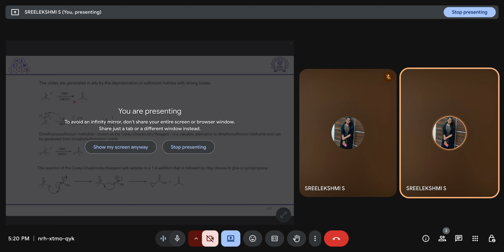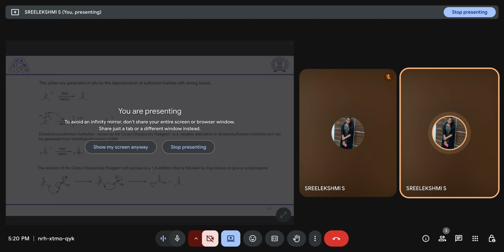So the mechanism is, first the ylides are generated in situ by deprotonation of sulfonium halides with strong bases. So the sulfonium halides in the presence of base will form the ylides. Then the base can take a proton from one of these methyl groups and it will form this ylide type of compound. So then what is happening? This dimethyloxosulfonium methylide, known as the Corey-Chaykovsky reagent, is a valuable alternative to dimethylsulfonium methylide and can be generated from trimethylsulfoxonium iodide. So if we use this trimethylsulfonium, we will be getting this particular ylide, and if we are using this trimethylsulfoxonium, we will be getting this particular ylide.